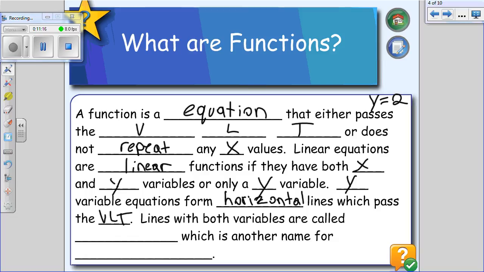Lines with both variables are called, what do we call it if we have both variables? Linear. If it has an x and a y, it's linear, which is just another name for straight. That's all it is, right? It's just straight.